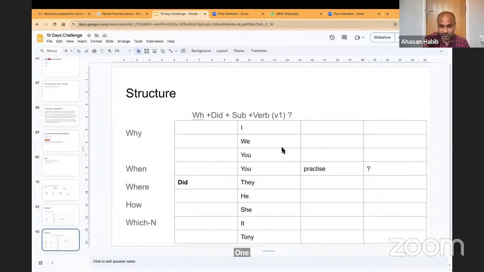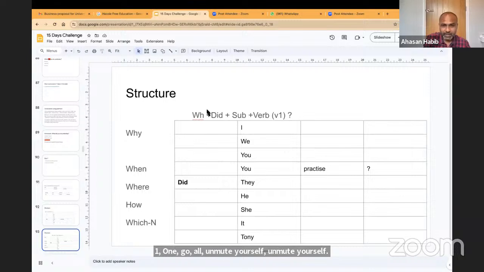Okay, so now we're gonna follow this structure. We're gonna start with the why, sequentially. So why did I practice? Why did we practice? Why did you practice? Why did they practice? Why did he practice? Why did she practice? Why did Tony practice?